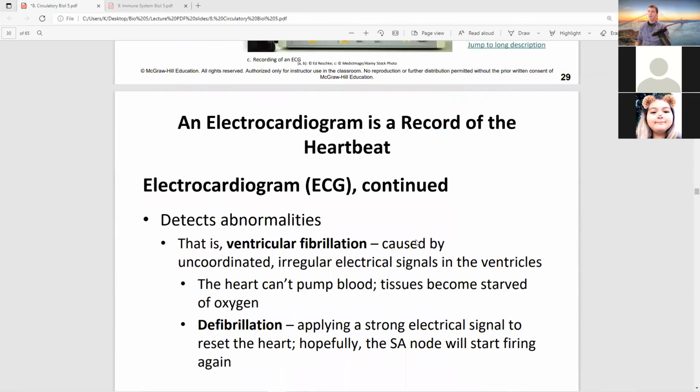Okay, so an electrocardiogram could also detect abnormalities, such as ventricular fibrillation, caused by uncoordinated, irregular electrical signals in the ventricles. So the heart can't pump blood, and tissue becomes starved of oxygen. And so defibrillation is applying a strong electrical signal to reset the heart. Hopefully the SA node will start firing again.